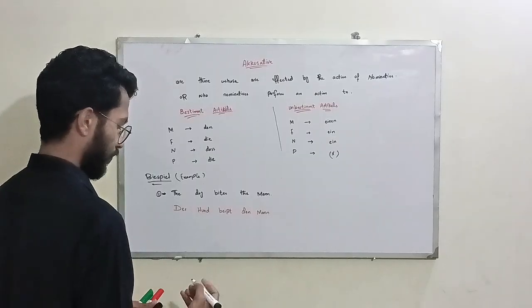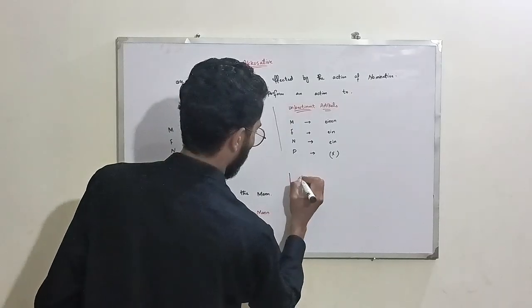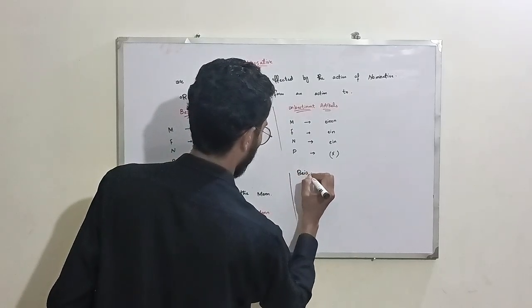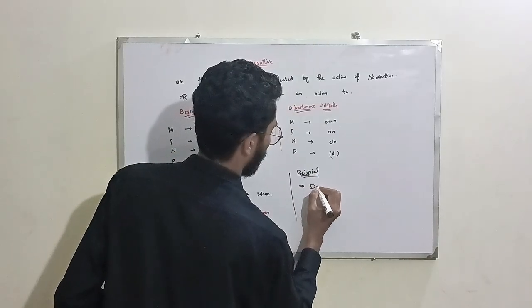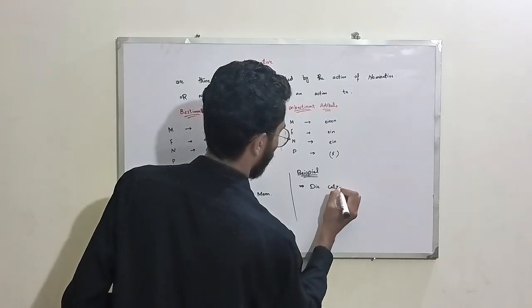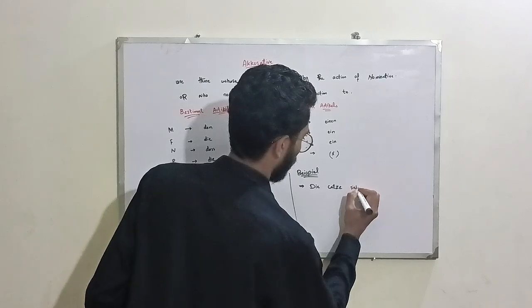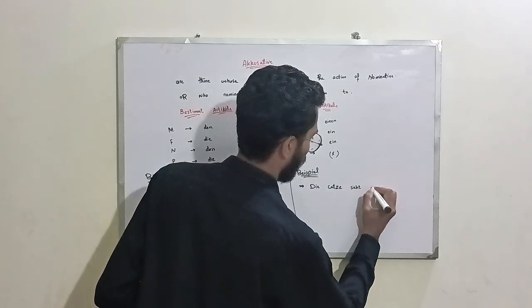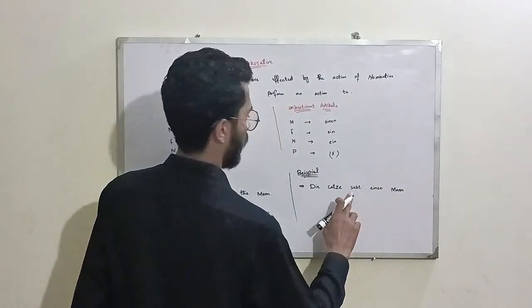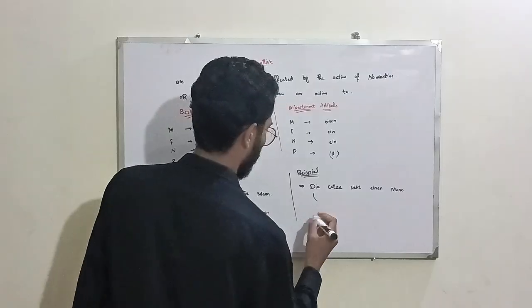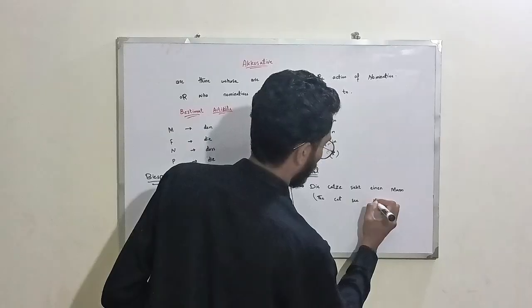Same as in undistinct articles. Beispiel. Die Katze sieht einen Mann. The cat sees the man.